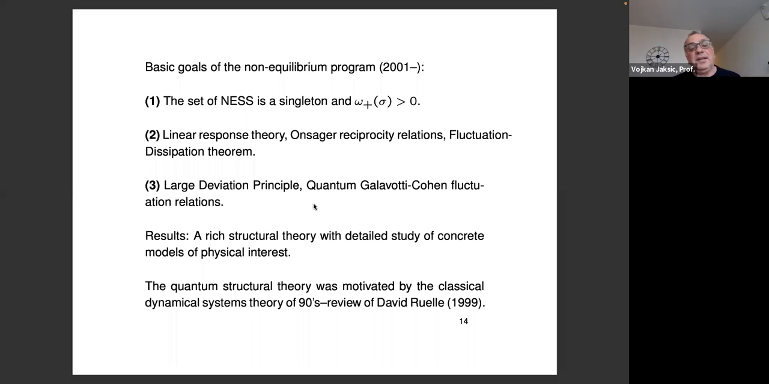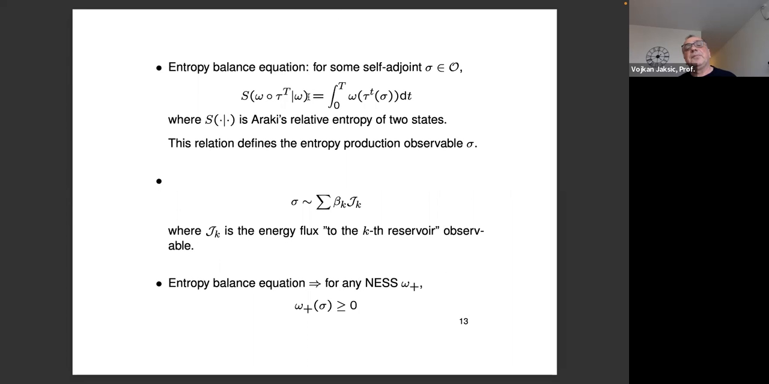So I should say that this quantum theory was very much motivated by developments in non-equilibrium statistical mechanics. In the classical setting, based on classical dynamical systems, the work of Gallavotti and many others in the 1990s, in particular the definition of the entropy production observable and the non-equilibrium steady state, was built on those developments. And there is a beautiful review of David from 1999 that was to some extent our starting point. This entropy production observable that is introduced via this relation is in a certain sense not uniquely defined because of non-commutativity.